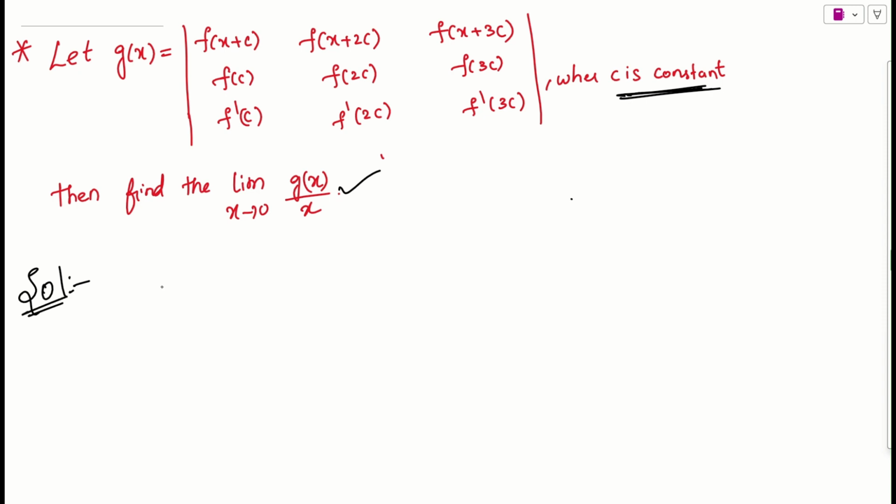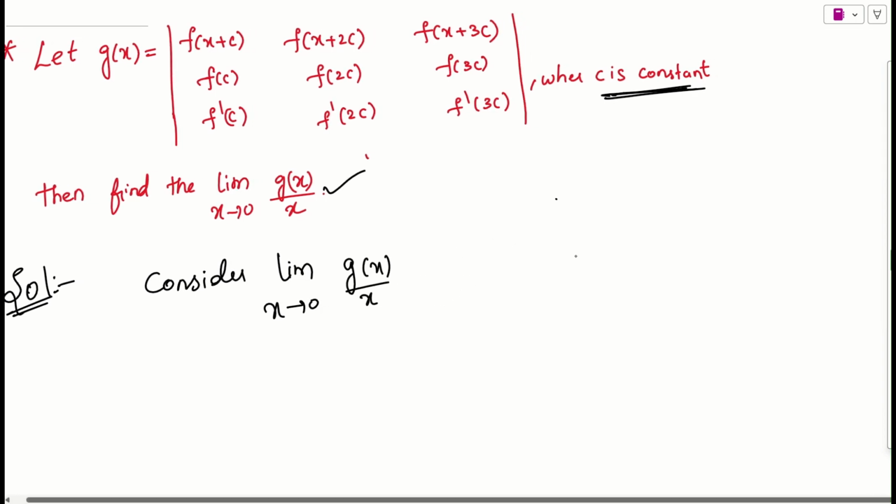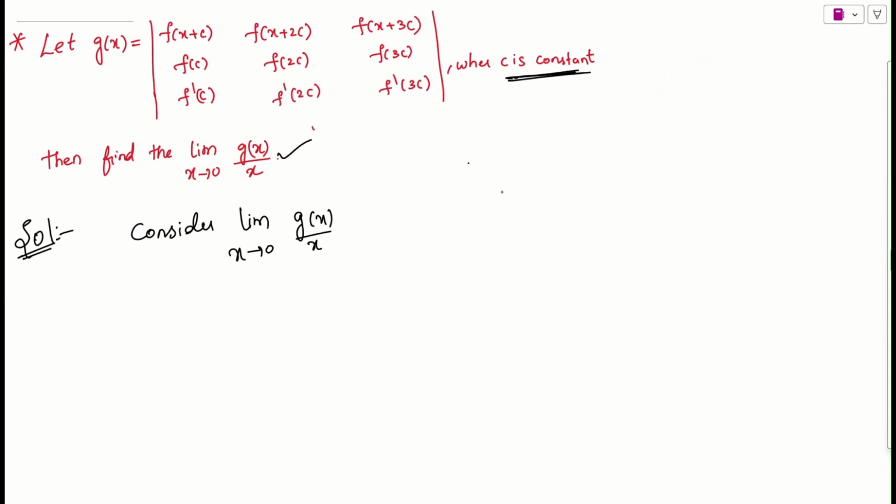Let us consider what they have given. They are asking for the limit as x tends to 0 of g of x by x. So what I will suggest is, simply find g of 0. We have g of x already, so try to find g of 0. Wherever x is there, you need to take it as 0.